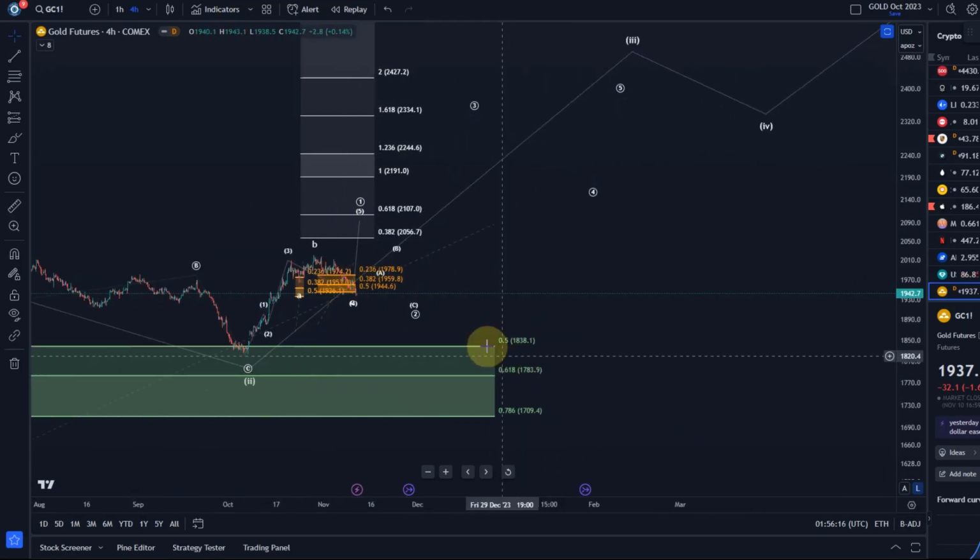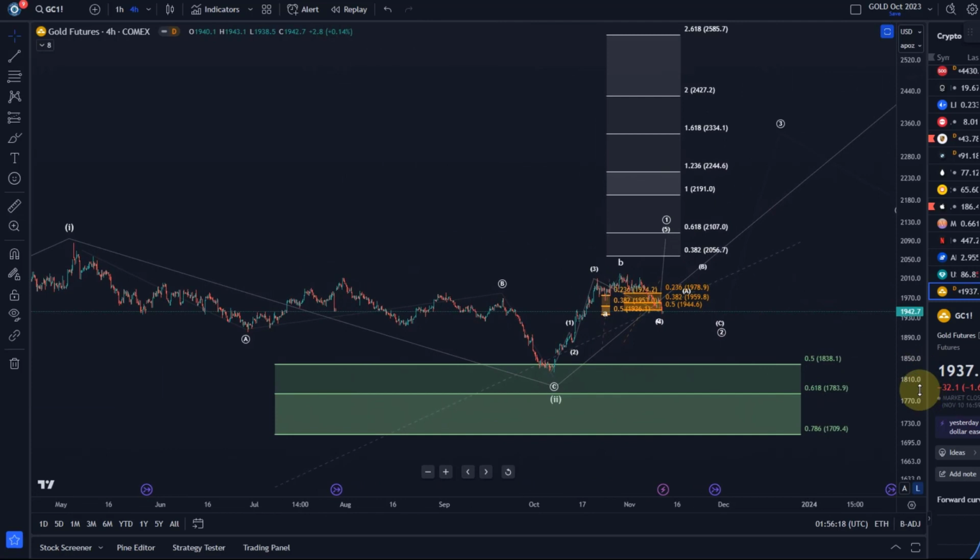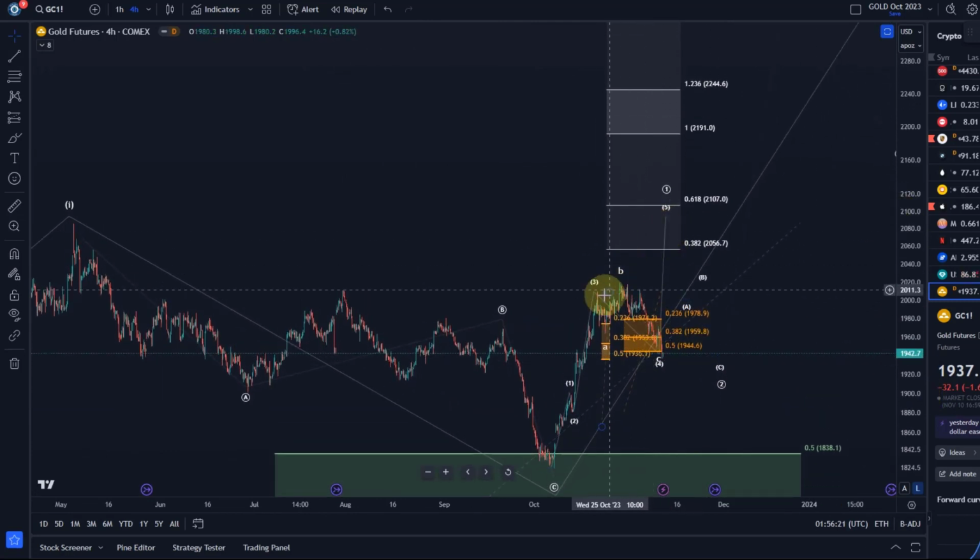Now, of course, you can attempt to trade the 5th wave to the upside, but as I said, charts can always fail after 3 waves. That's just sort of a little bit of background information. Now let's zoom in.